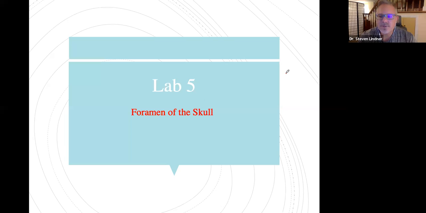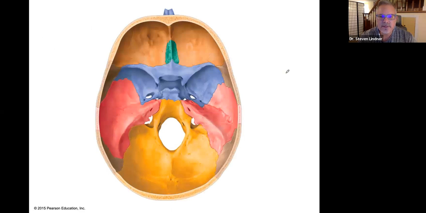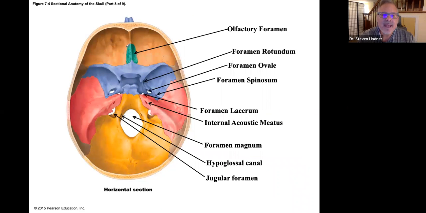Okay, in this portion, we're going to look at some of the holes of the skull. Let's look at some of the internal foramen. We do see a bunch of holes in here, right? So let's take a look at the cribriform plate. Where we have the cribriform plate, we have all those perforated holes. Those are called the olfactory foramen, and that's for cranial nerve number 1.